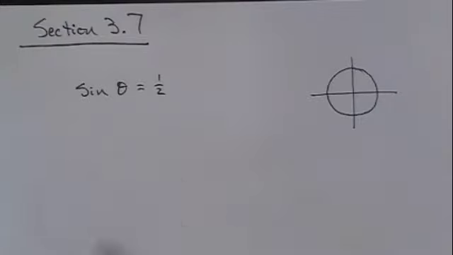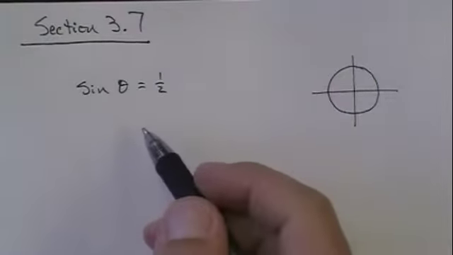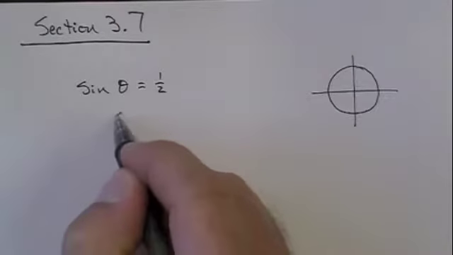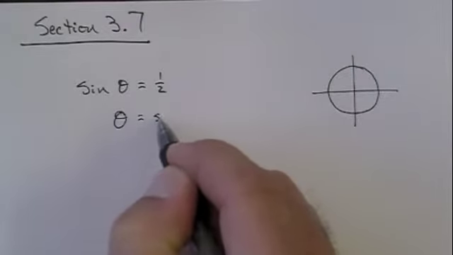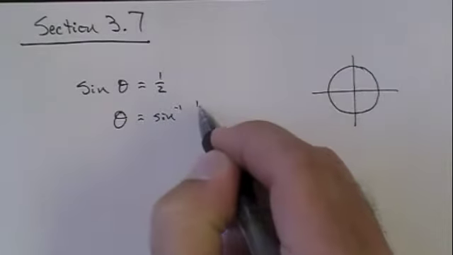Here we have the sine of theta is equal to 1/2. And we know anytime we're looking for an angle, that's when we're going to do the inverse. So we could rewrite this and say that theta is equal to the inverse sine of 1/2.